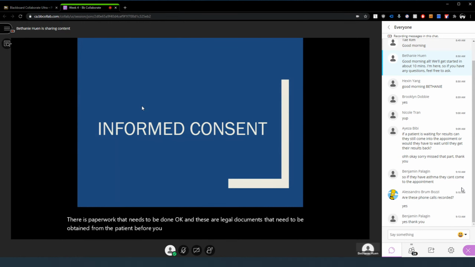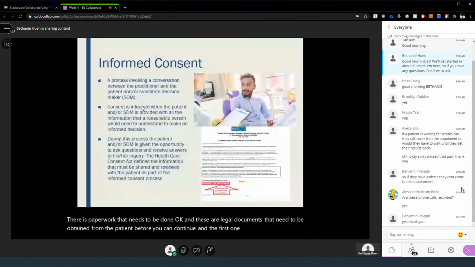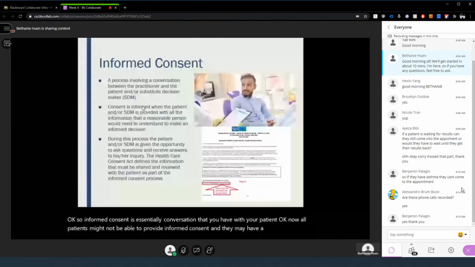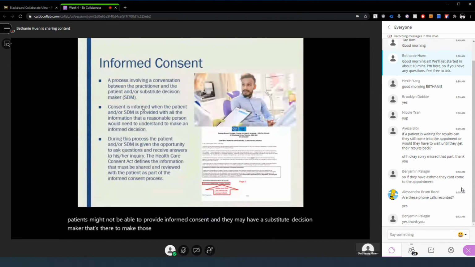continue. And the first one is called informed consent. Okay, so informed consent is essentially a conversation that you have with your patient. Now, all patients might not be able to provide informed consent, and they may have a substitute decision maker that's there to make those decisions for them.